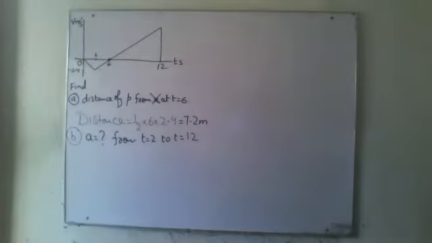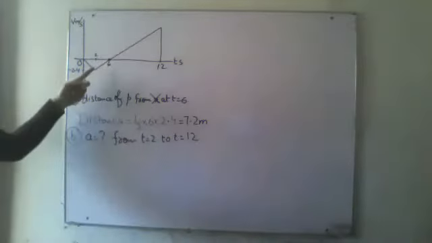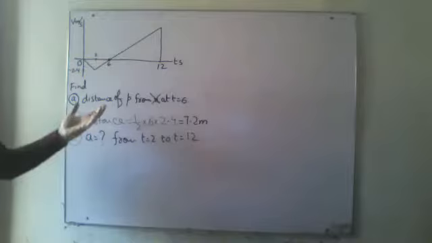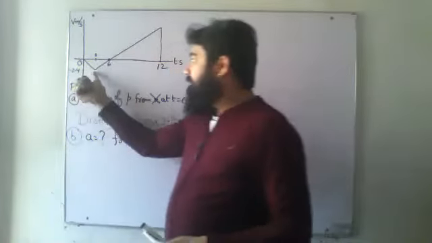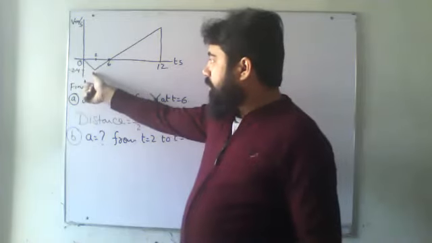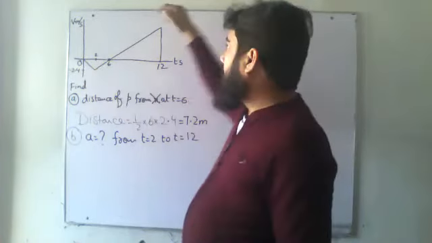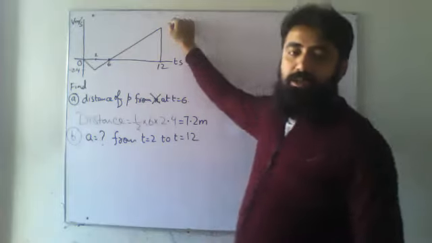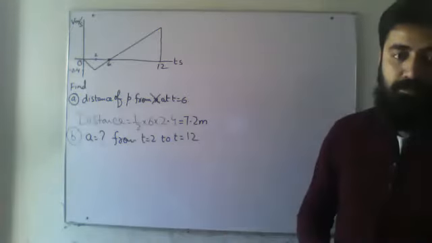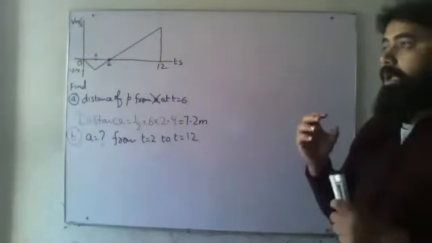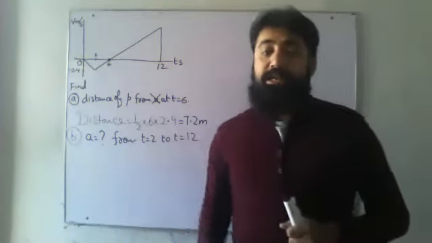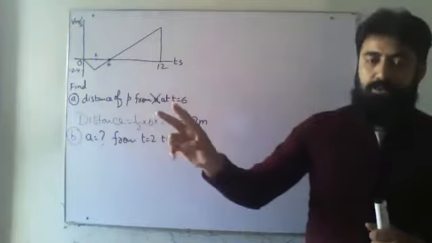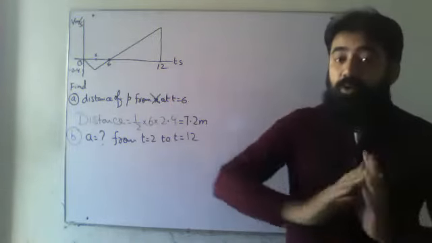I have to find acceleration. Acceleration means gradient should be there. In order to find the gradient, I should have two coordinates. The problem is that over here I have got the values 2 and minus 2.4, but I haven't got anything over here. Now what to do? On a line, I can find the gradient by using any two points, and the gradient will be the same for the whole line.